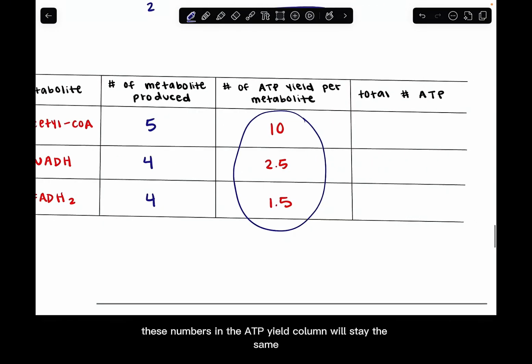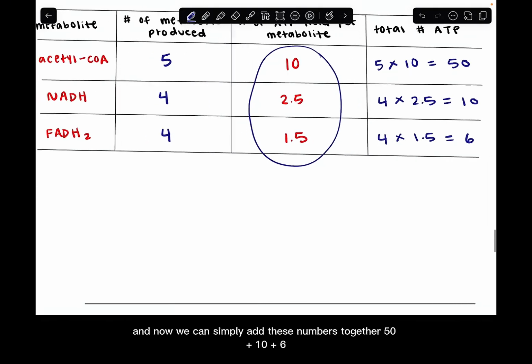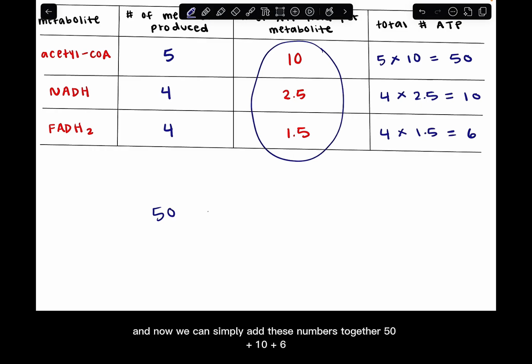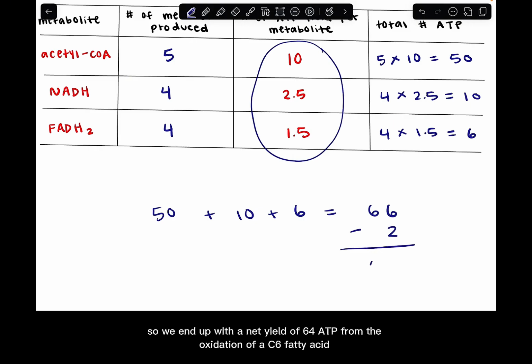These numbers in the ATP yield column will stay the same. So if we multiply 5 times 10, we get 50. 4 times 2.5, we get 10. And 4 times 1.5 is equal to 6. And now we can simply add these numbers together, 50 plus 10 plus 6, which gives us 66 ATP. However, we need to subtract the 2 ATP from fatty acid activation, so we end up with a net yield of 64 ATP from the oxidation of a C10 fatty acid.